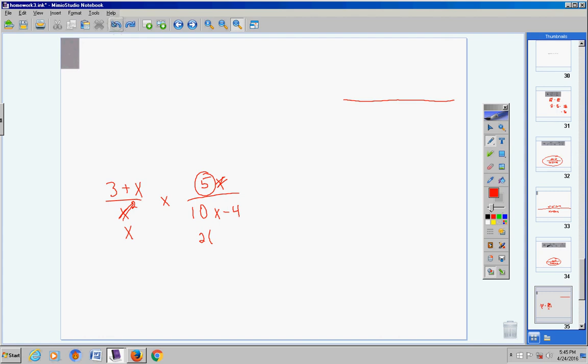So what I'm going to end up with is 3 plus x times 5, that's 5 times 3 plus x. I put parentheses around this because it's a binomial. Over here I have x times 10x negative 4.